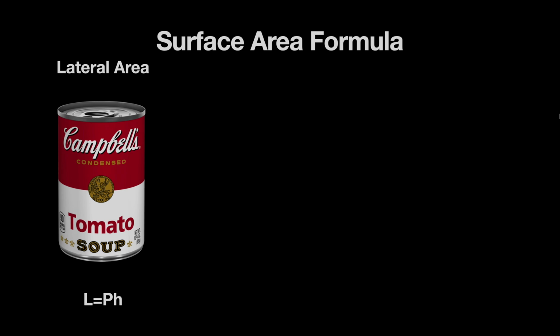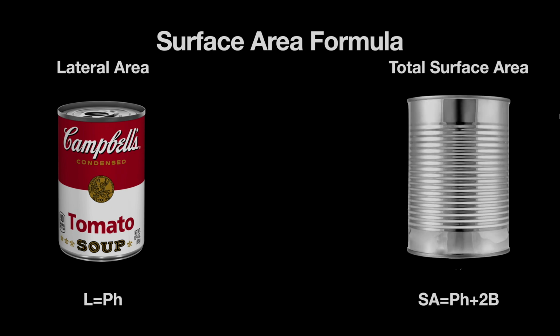So if we were talking about a cylinder, that would be 2 pi r times h, or pi times diameter times height. Whereas if we wanted the total surface area, it ends up being that same lateral surface area, but we have to add both of our bases, so plus 2 times the area of the base.